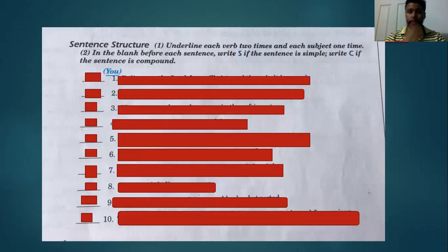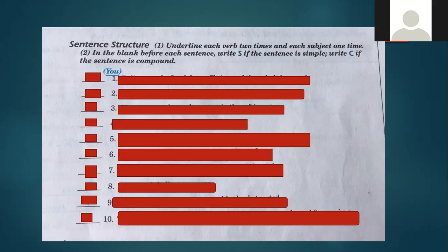Okay. In this case, we need to underline each verb 2 times and each subject 1 time. So let me give you an example. For example, we need to classify with letter C if the sentence is compound. Compound, remember, compound. It talks about when one subject appears and the other subject. Remember that. Two verbs, yes, Dimitri. That's right.